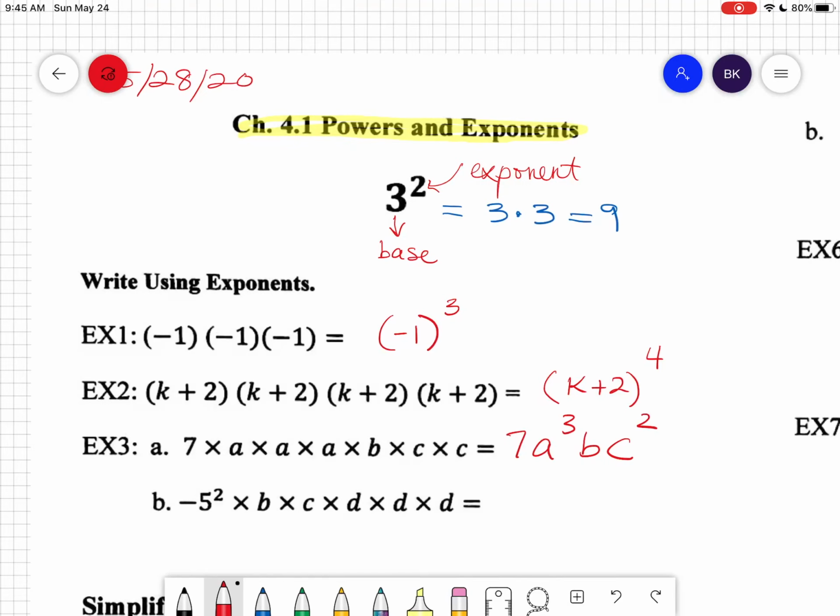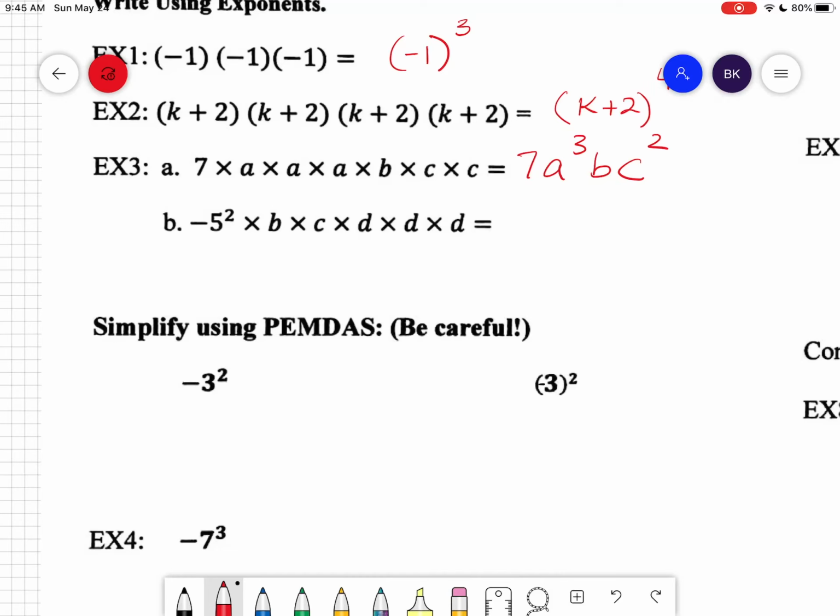Okay, ladies and gentlemen, I'm going to skip example B and I'm going to come back to it. In the meantime, I'm going to ask you to take a look at this. Look at this, ladies and gentlemen. Simplify using PEMDAS. And I said be careful. And you do need to be careful because this is where silly mistakes happen. So there is a difference between -3 to the second and parenthesis -3 to the second power.